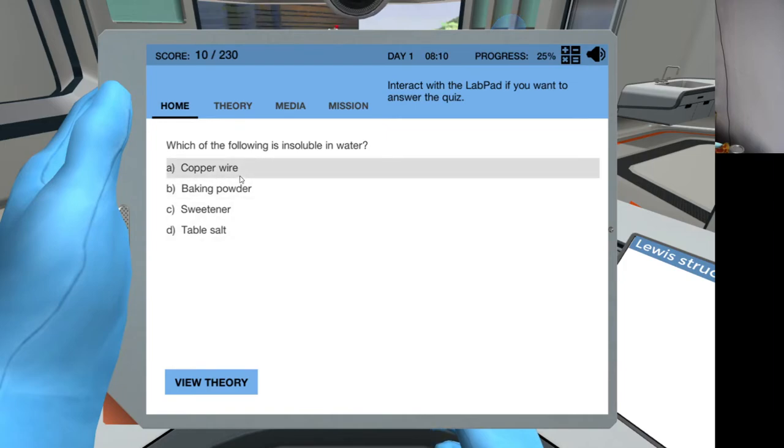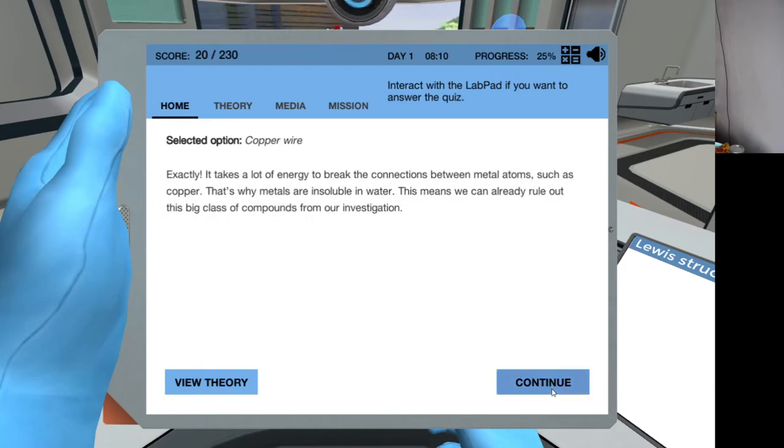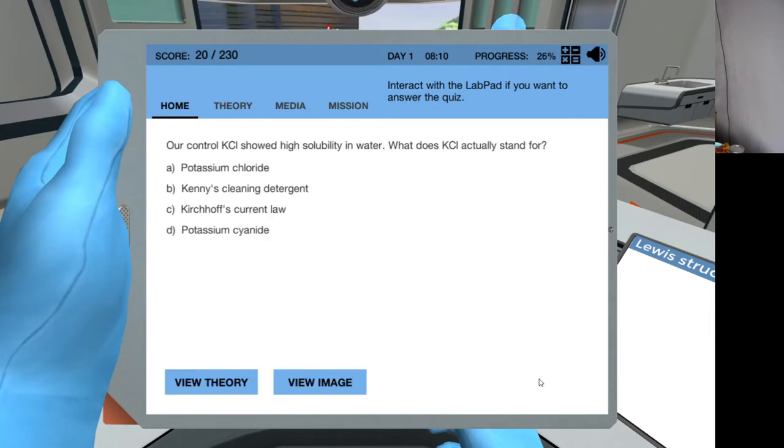Insoluble? Exactly. It takes a lot of energy to break the connections. Our control KCl showed high solubility in water. What does KCl actually stand for?